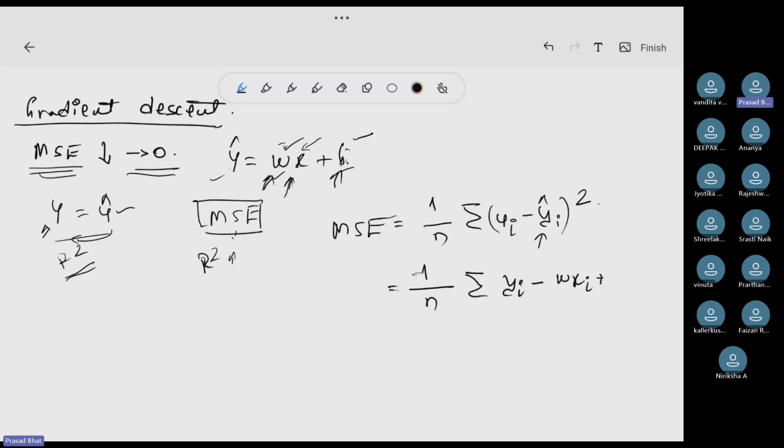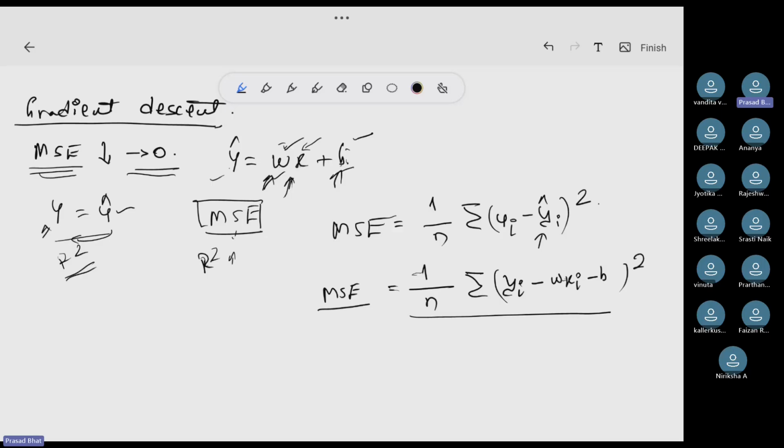W xi plus b square. Sorry, not plus. Here also it becomes minus, because w xi minus b. We are taking the minus inside the parenthesis. I hope you understood till this point. Yes or no? This is MSE. You are not able to understand.